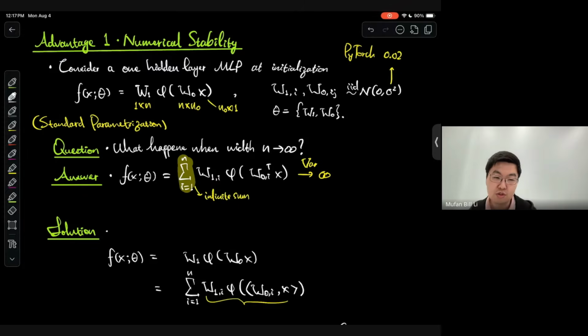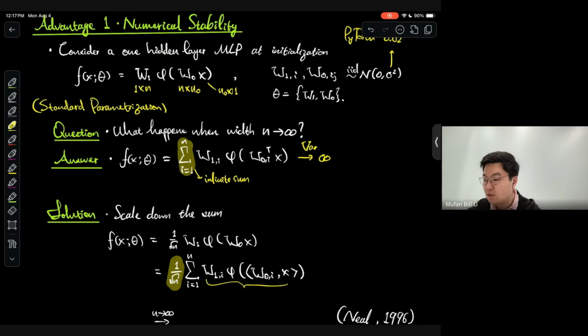There's actually a very simple solution: you scale down the sum. We're going to scale down by exactly a factor of square root of n. And you notice that if we scale down by a factor of square root of n here, and observe what the terms in the sum are at initialization, these are IID zero mean random variables.